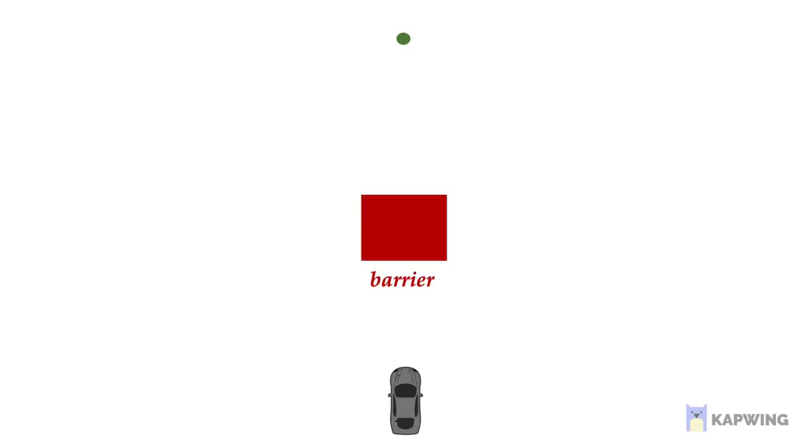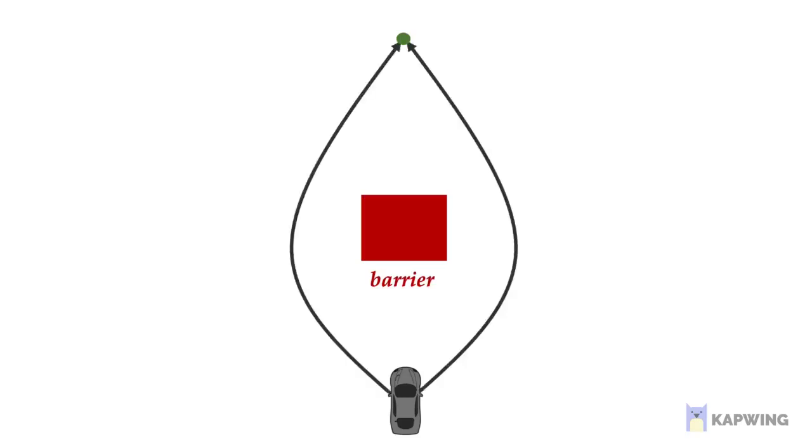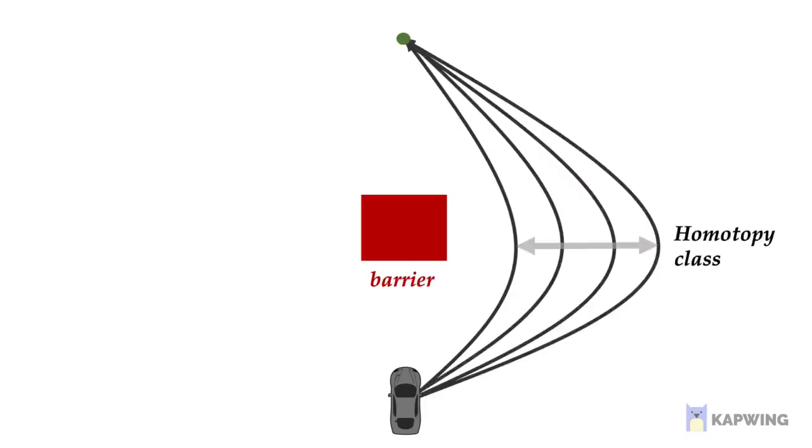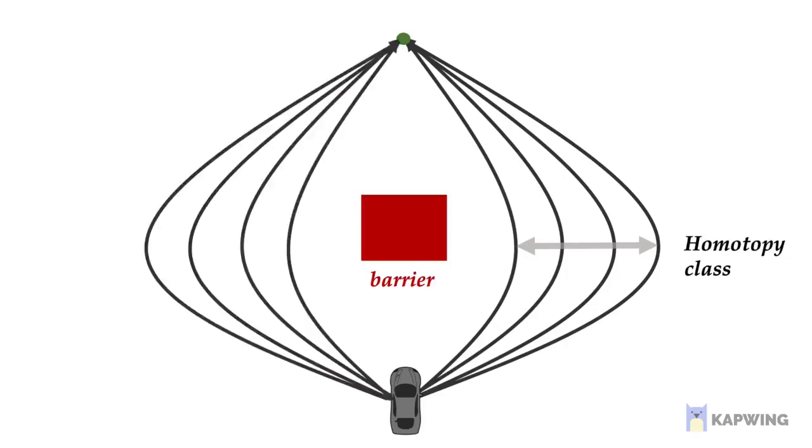Now going back to our example, the car can get to the goal in two ways. It can either swerve right or left. A homotopy class is a set of trajectories that have the same start and end points and can be continuously deformed into one another without hitting any barrier in the middle. So all of these black lines on the right would be in the same homotopy class, and the lines on the left would be in a different homotopy class.